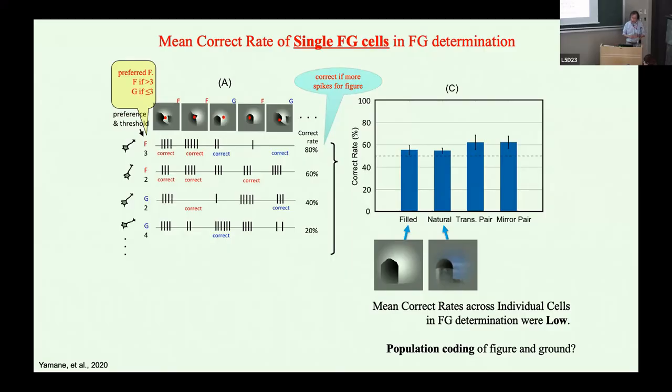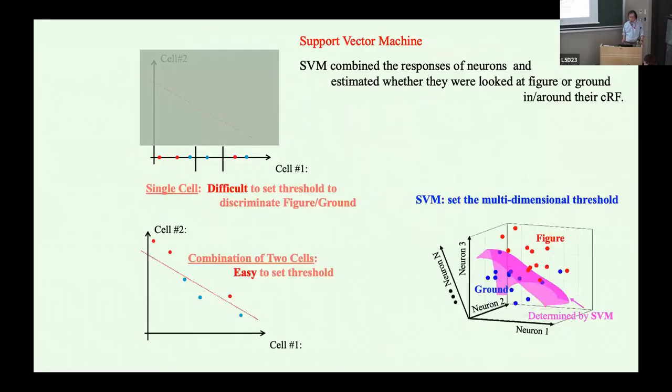So the next question is whether a group of neurons is able to tell figure from ground. We expect population coding of figure and ground. But we don't know how the responses of the neurons are combined or integrated. So we decided to use an SVM classifier. In short, we used machine learning to find the best possible combination of neurons to get the figure ground signal. By using SVM, we combined the responses of the neurons and estimated whether they were looking at figure or ground.